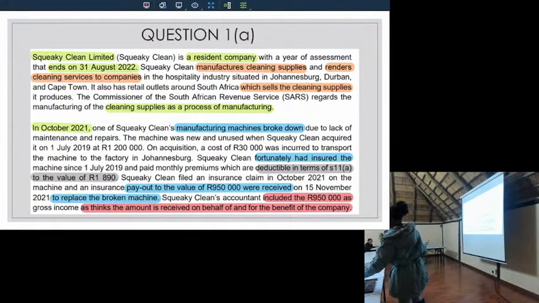One of Squeaky Clean's manufacturing machines broke down due to lack of maintenance and repairs. What did we say about machines that form part of producing cleaning supplies? Are they capital or revenue in nature? Using the Physic case, they're capital, right? So it broke down. Cool. The machine was new and unused when Squeaky Clean acquired it on the 1st of July 2019. Is it in the current year? It's not, right?